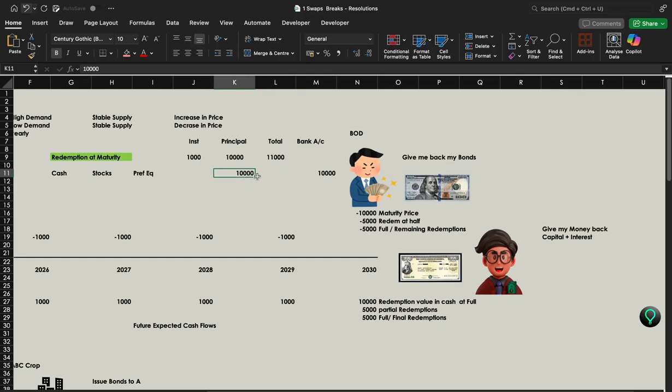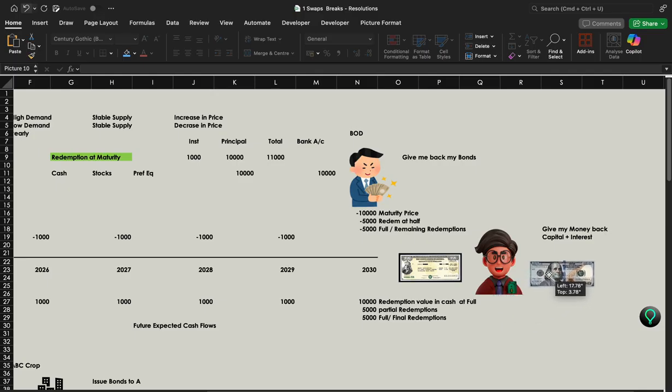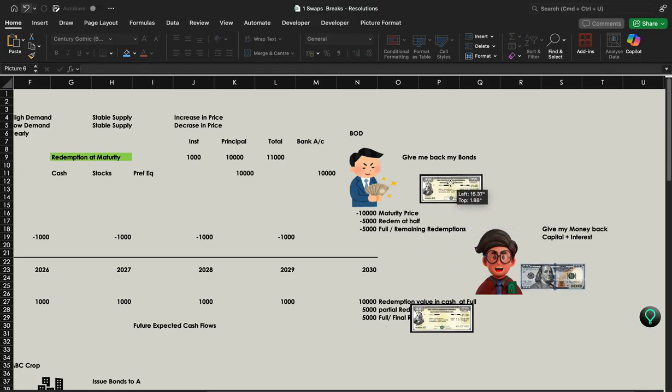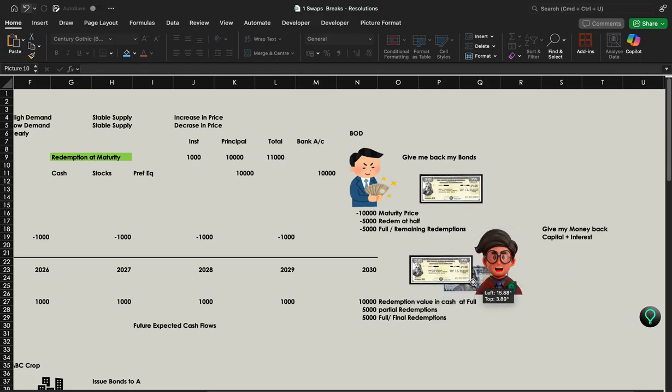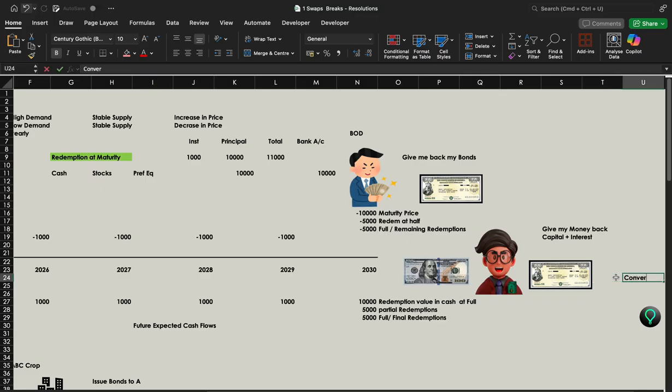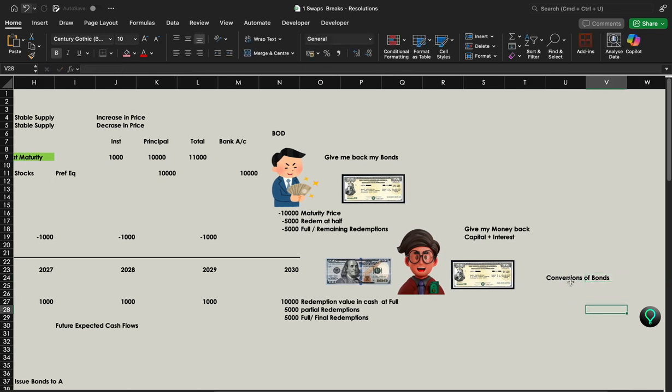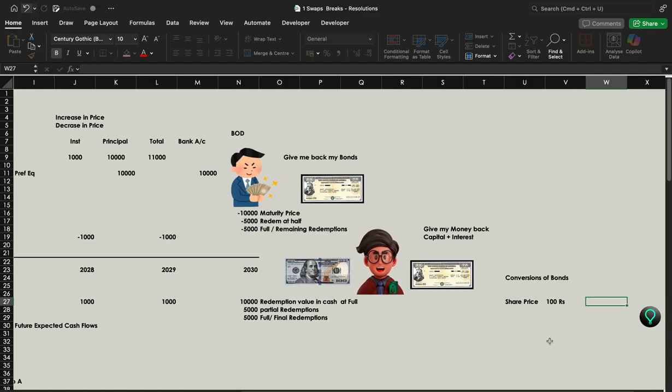So how are they going to manage this 11,000? Basically, the company will pay this 10,000 first, all right? The company will pay and buy the bonds back, and maybe for the interest payment, the company may ask for conversion of bonds into equity. So the company may ask for it, and let's say the per-equity share price is 100 rupees, and then the company may sell.